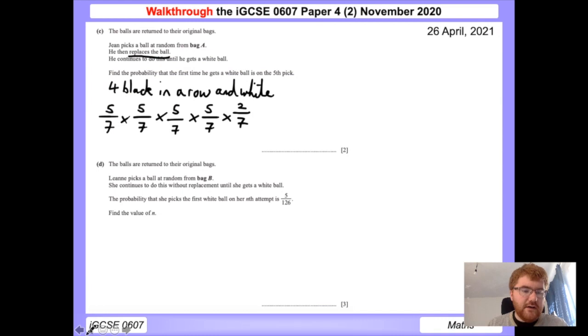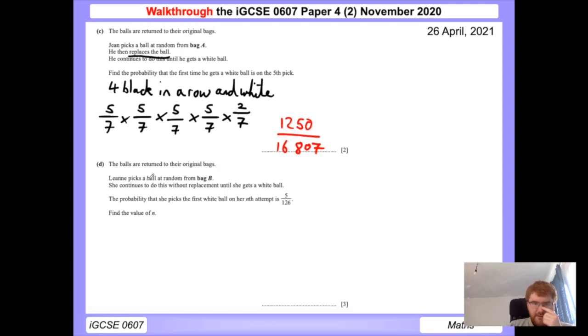So I'd write that working I've just written and then write the answer. So 1,250 over 16,807. Okay, key thing is just I'd write your logic here. So 4 black in a row and then a white. Okay, because otherwise the white's already picked.